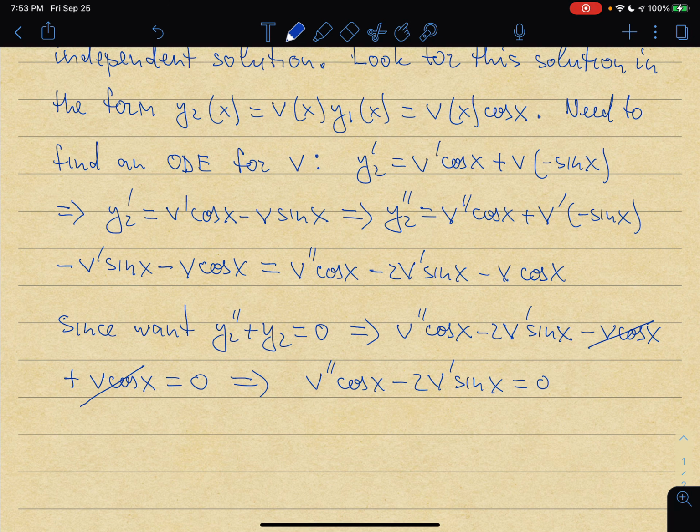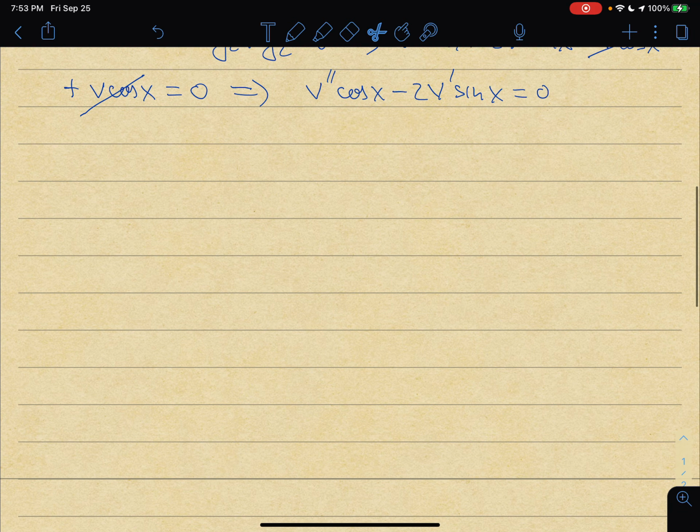So what I'm getting is a second order ODE for v, right? That is a second order linear homogeneous ODE because I have the second derivative of v times a function of x plus the first derivative of v times some function of x equal to 0. So this is a linear second order homogeneous ODE.